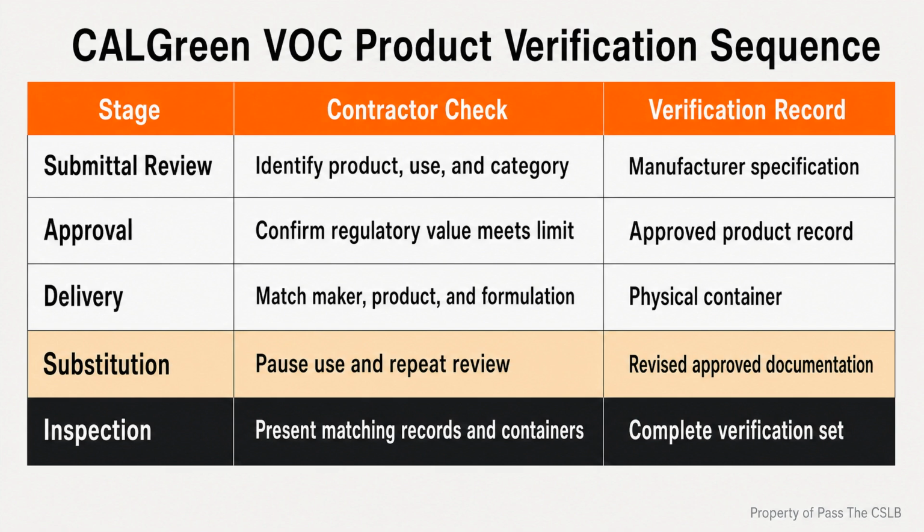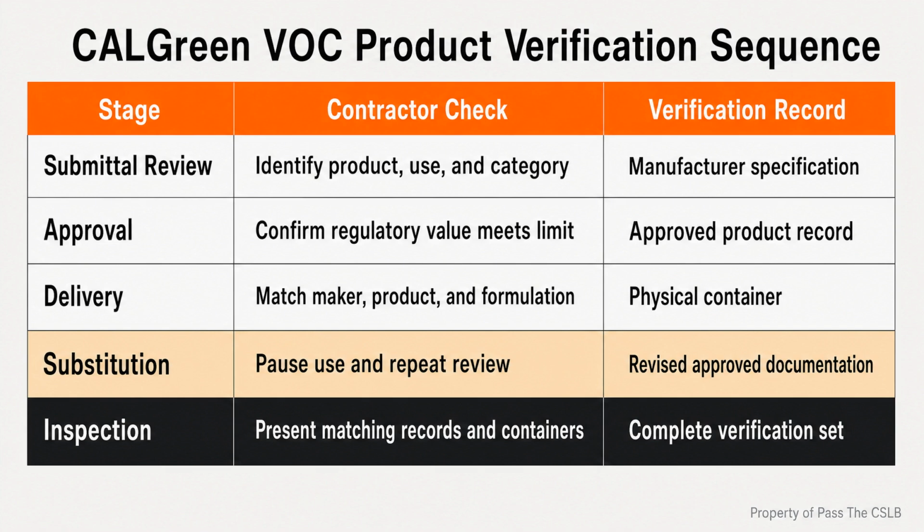A volatile organic compound problem can be invisible while the paperwork problem is sitting in plain sight. A wall may look smooth, the color may match, and the finish may appear complete. But if the container used in the field cannot be matched to compliant manufacturer information, the project is not ready for verification. That is the central point I want you to remember.